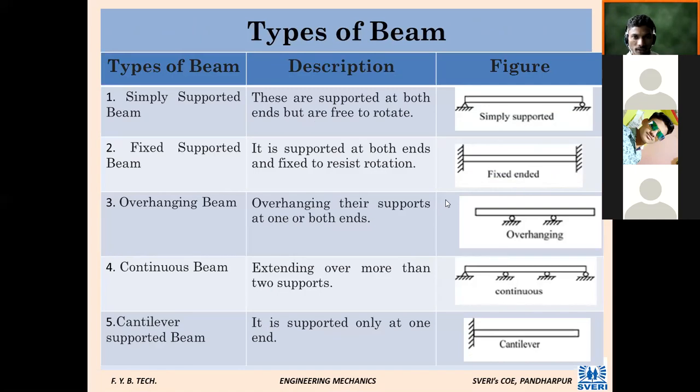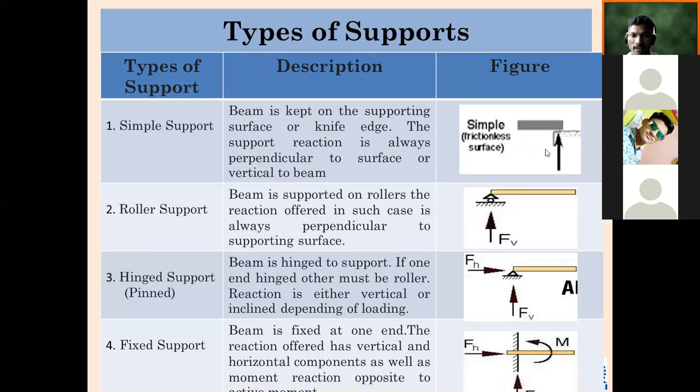Support is at both ends. That is simply supported, just kept on one object on the other. Fixed is fixed, it will not move here and there. Overhanging means after the support also the beam is there, that's why it is called overhanging. In continuous beams, multiple supports are given. Cantilever has support at only one end, the other end is free, that's why it is called cantilever. Then we have seen supports and reactions.